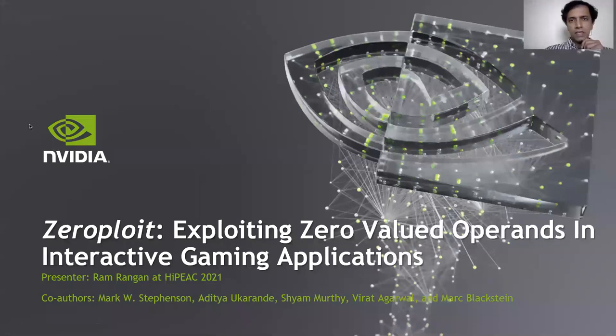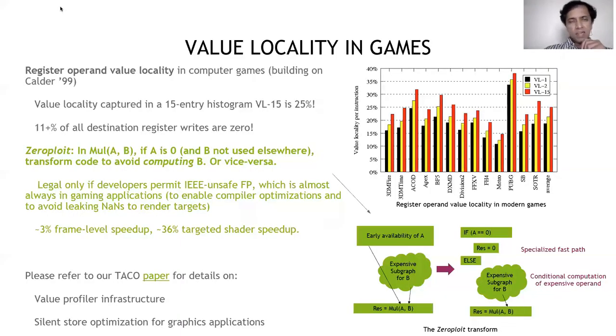Hello, my name is Ram Rangan. Today I'm going to be presenting some work that colleagues and I have worked on at NVIDIA. It's titled Zeroploit, and it appeared in the August 2020 issue of TACO. We start out by studying value locality in computer games. Value locality is the likelihood of repetition of values for a given operand. We implemented a value profiler, and we found that a tiny 15-entry histogram associated with every single instruction is able to capture 25% of all dynamic 32-bit values that instruction ever produces. Now, this is a very interesting result, but what is more interesting is that 11% of all destination register writes are zeros.